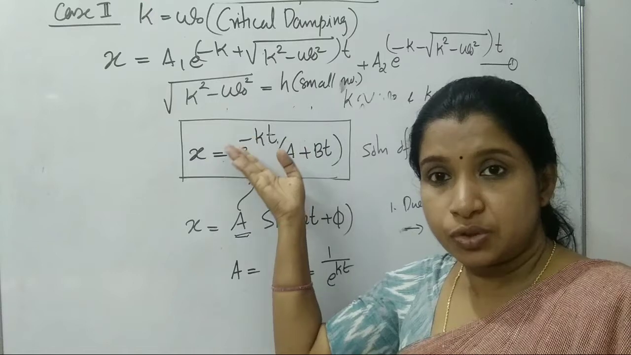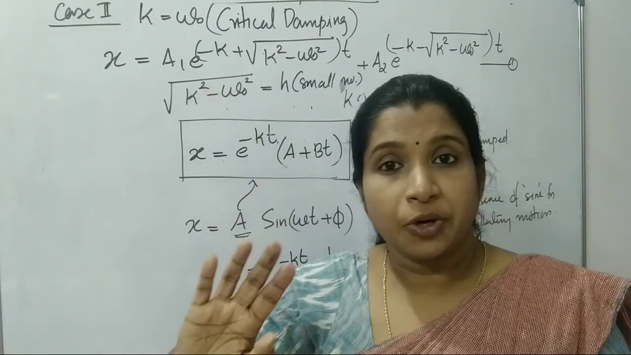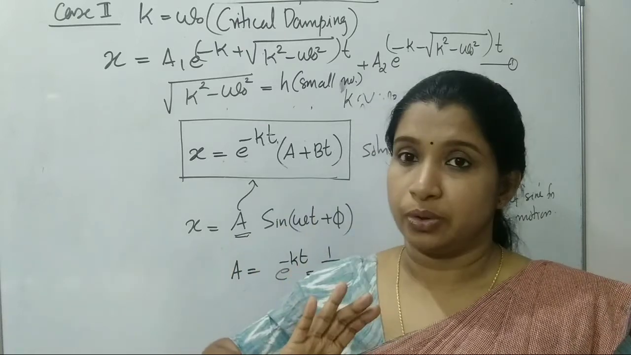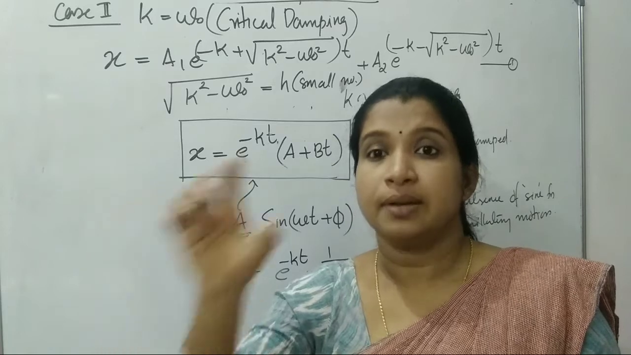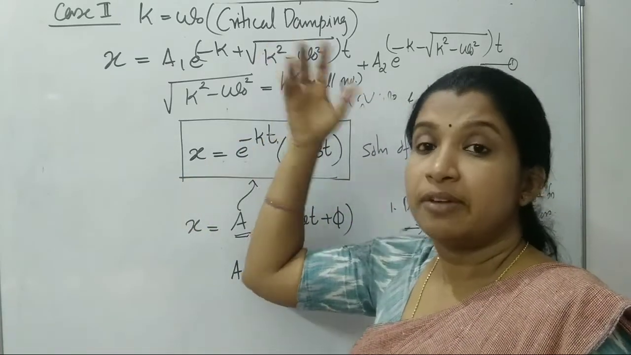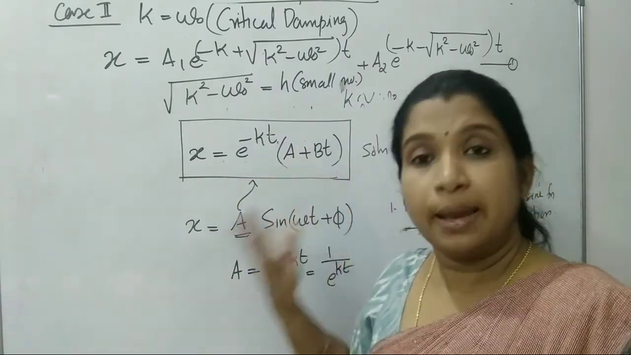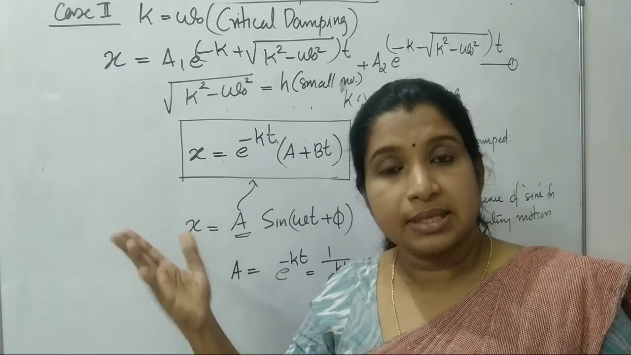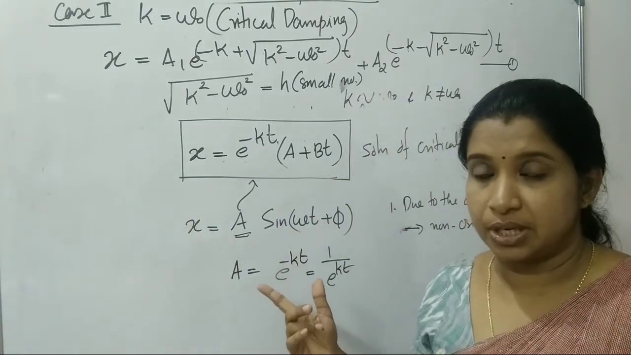But due to the presence of e raised to minus kt, for the higher values of t, there is an exponential decrease of amplitude. So the body comes back to the equilibrium position in a faster way compared to overdamped motion. Why does the motion become faster? Due to the presence of this a plus bt. In both the cases, there is no oscillation due to the absence of sine function.